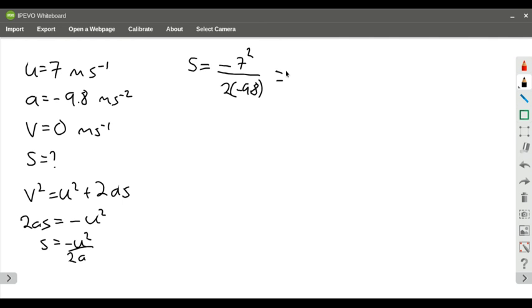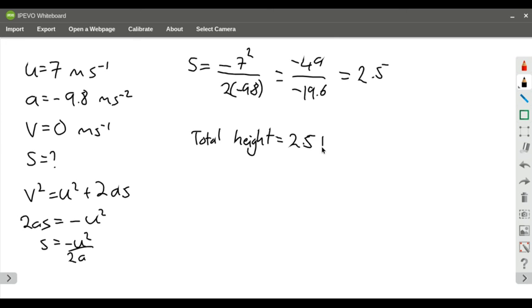All right, let's do this. So, I can do that. This is minus 49 divided by minus 19.6. I could have really done that in my head. Okay, so the total distance it goes is 2.5 meters. Okay, so total height is 2.5 plus the 1.3, so we're going to get to 3.8 meters.